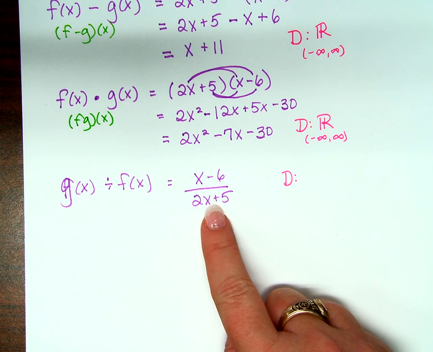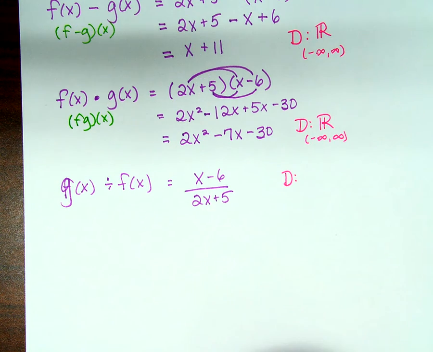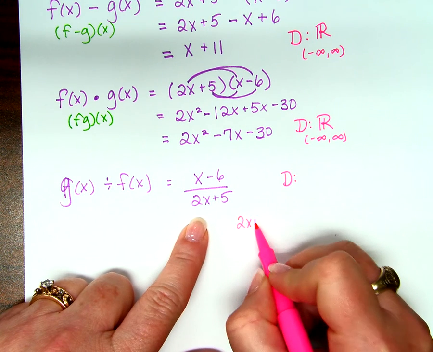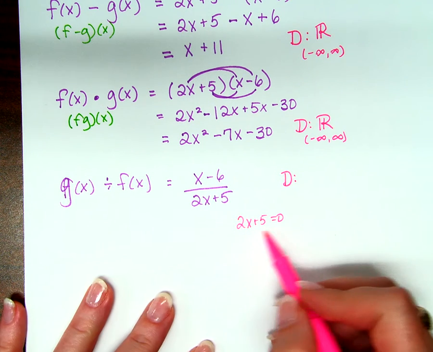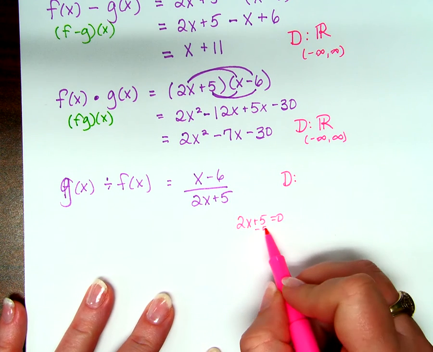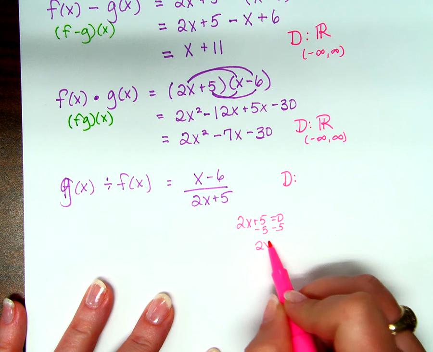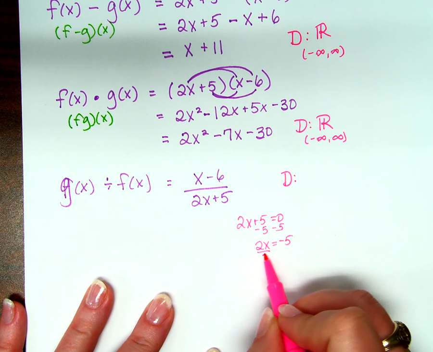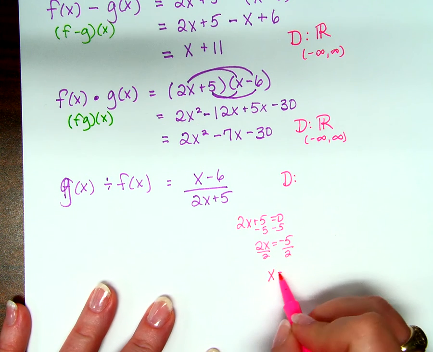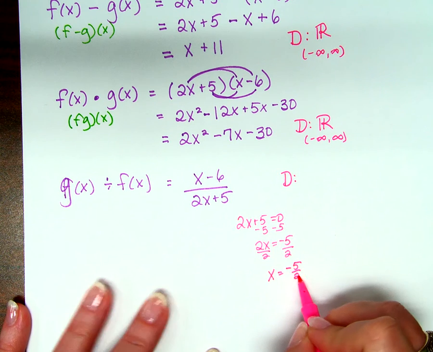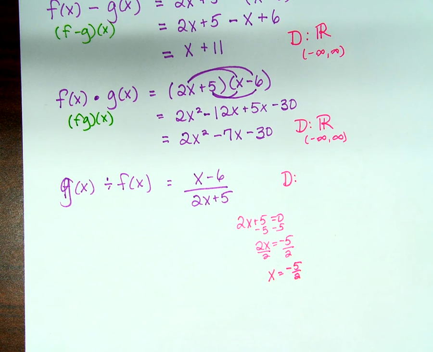What makes this denominator equal to 0? So I take the denominator and literally make it equal to 0. And then I solve this by subtracting 5 from both sides and dividing both sides by 2. So I see that x equals negative 5 halves. Is x allowed to equal negative 5 halves?